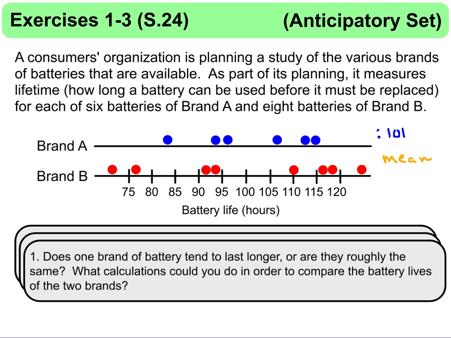versus brand B, which is in red. The mean or the average would be about 100.5 given those particular values.